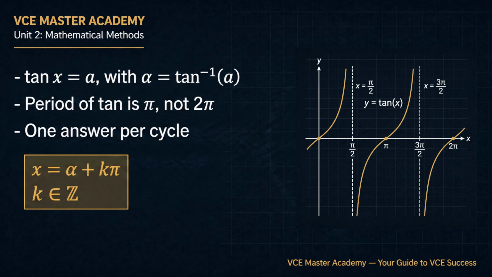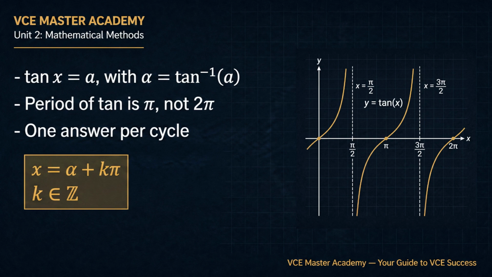Last, tangent. Tangent is different. Its period is pi, not 2 pi. It repeats twice as often. Look at the graph. The gold line cuts each branch exactly once. One answer per cycle. So the family is the shortest. X equals alpha plus k pi. K is any integer. Now, here is your method.